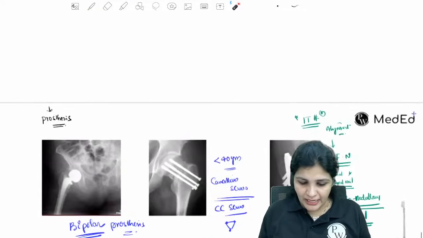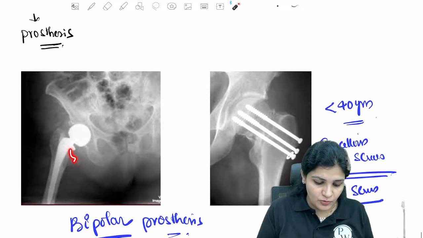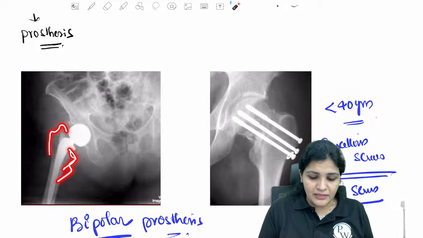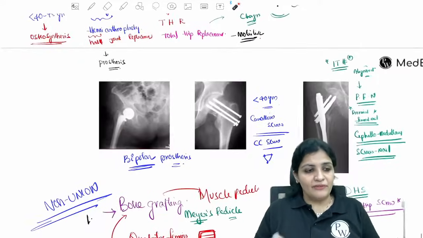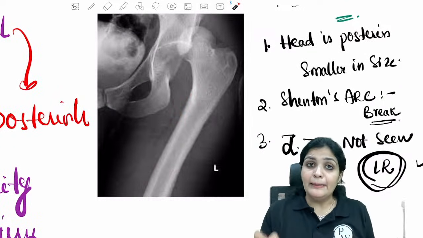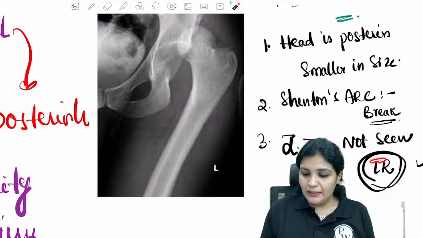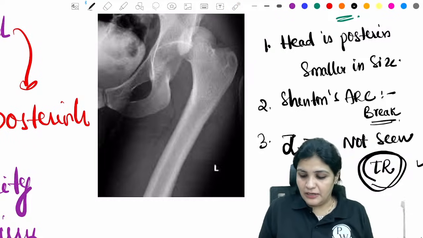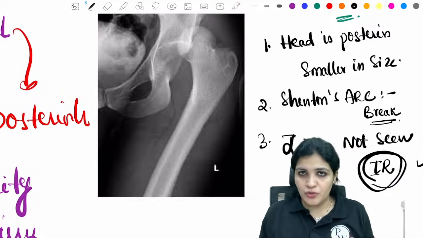So whenever you see an X-ray, you can always see a lesser trochanter, right? So this is a greater trochanter, this is like a lesser trochanter. So whenever the limb is rotated, the LT cannot be seen. So this is limb in internal rotation. So the limb is in internal rotation, right? So these are certain X-ray things which you can identify.